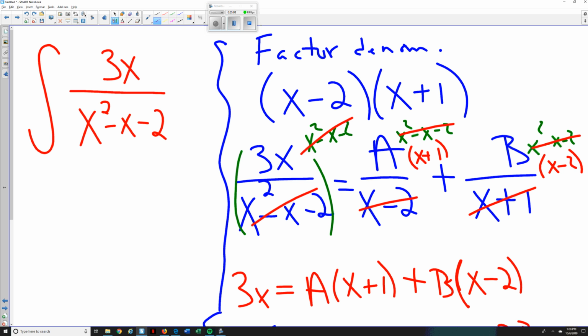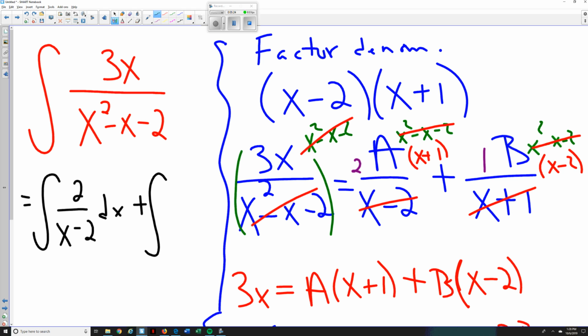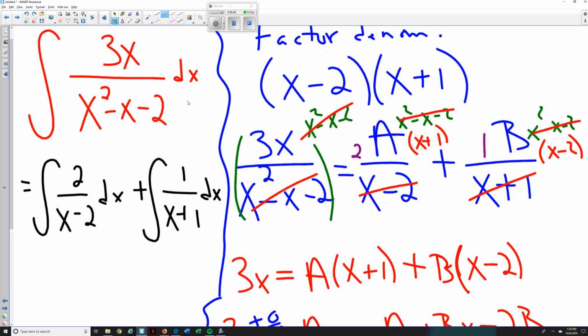So we know b equals 1, a equals 2. So if we come to our integral over here, we can rewrite this as the integral of 2 over x minus 2 dx plus the integral of 1 over x plus 1 dx. So we have broken down the integral, the red integral, into two simpler integrals. Something that we couldn't use a u substitution on before, now we've broken it down, and so we're going to be able to solve this.